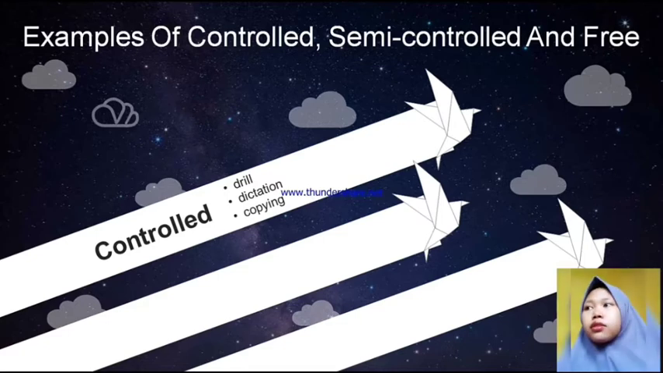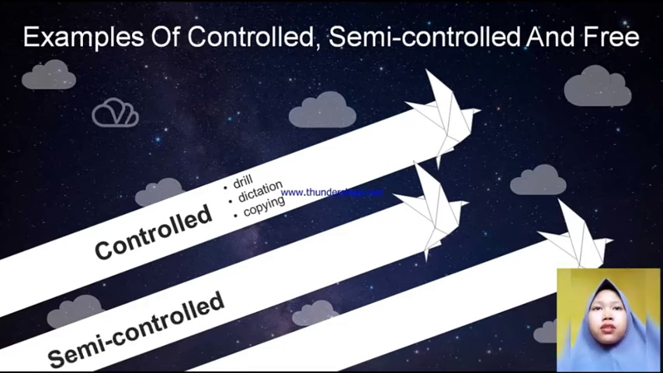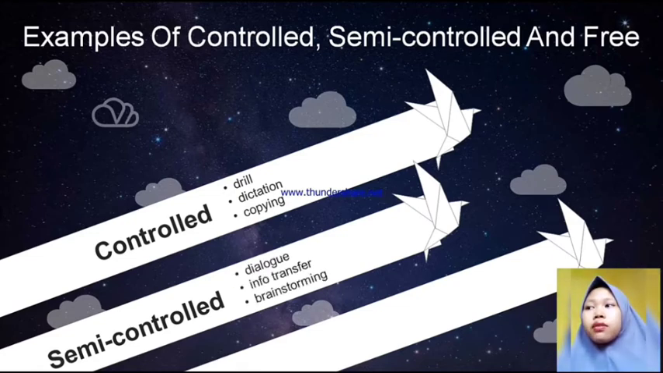And the second, the examples of semi-controlled, there are dialogue, info transfer, and brainstorming. Dialogue is about reading or listening to a passage presented for passive reception. Info transfer is about transferring information from one mode to another. And brainstorming is a form of preparation for the lesson.